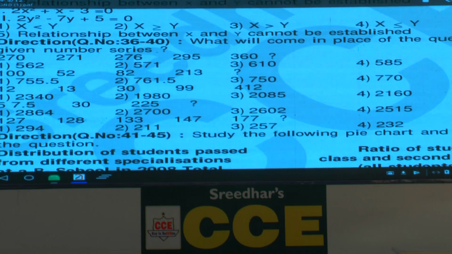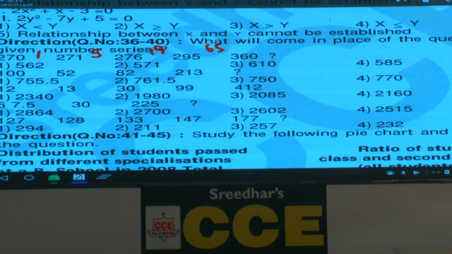Now, question number 36, 270, 271. Tell me what is the difference between these two? Now, the difference between these two is 1 and the next difference between these two is how much? 5, and 76 and 95, the difference between these two is 19, and 295 and 360, here the difference is 65. Then what should be the next number, isn't it?